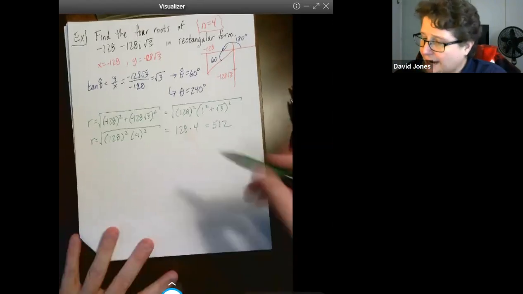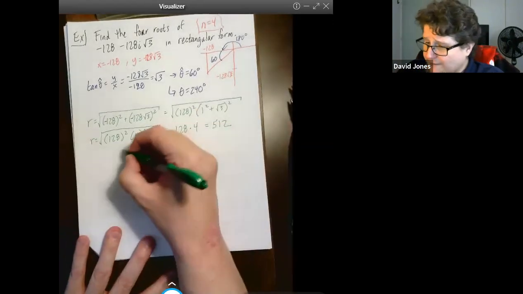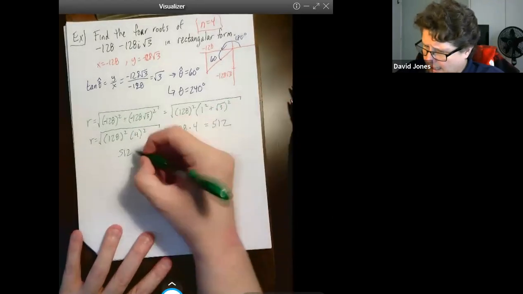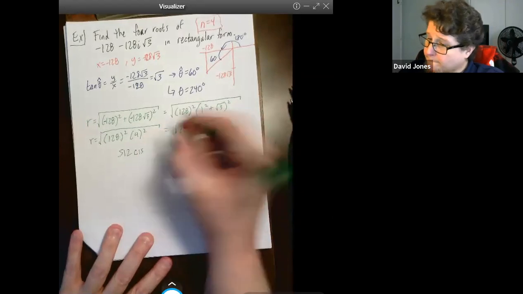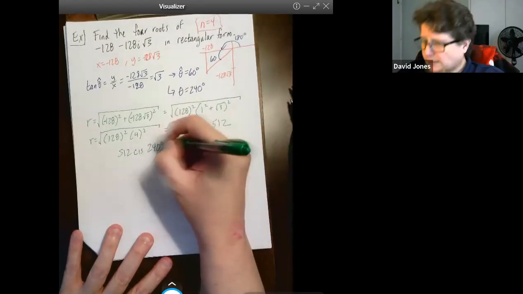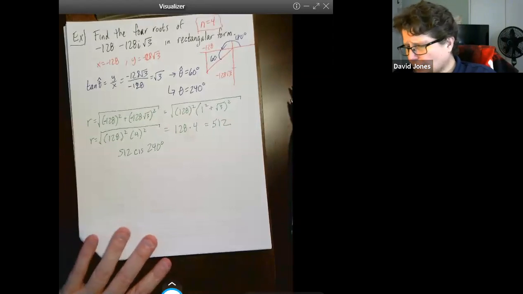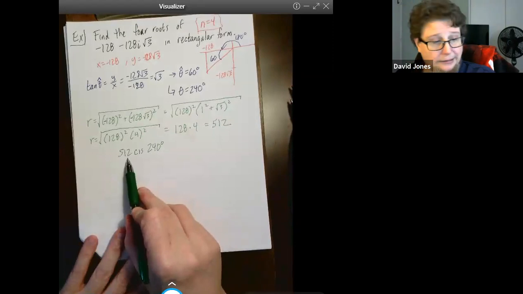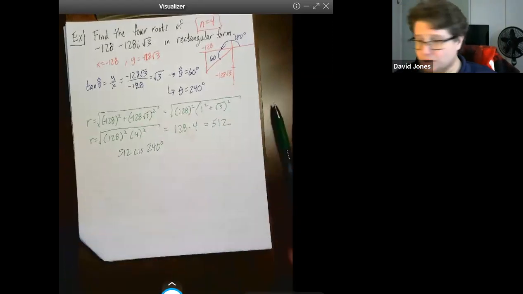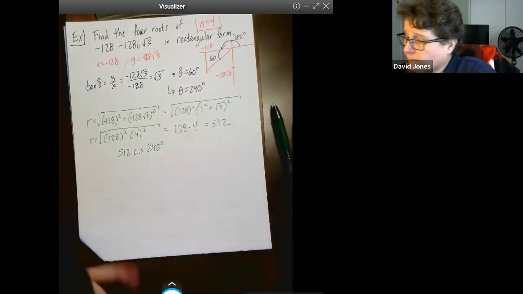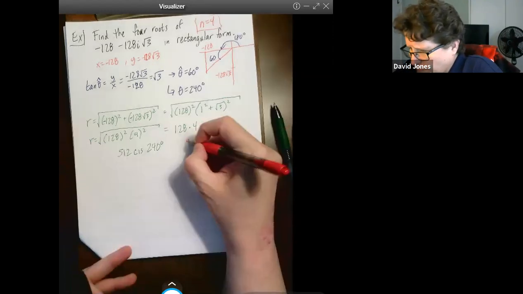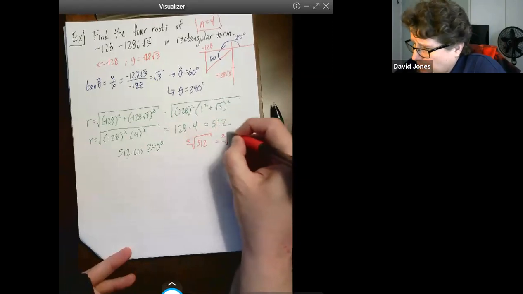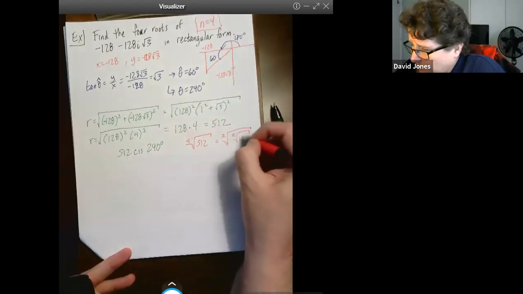So what do I have here? I've got 512 cis 240. Now we're going to try to take the fourth root of this, which looks like that's going to be fun. Let's take the square root of it twice. The fourth root of 512 is the square root of the square root of 512.